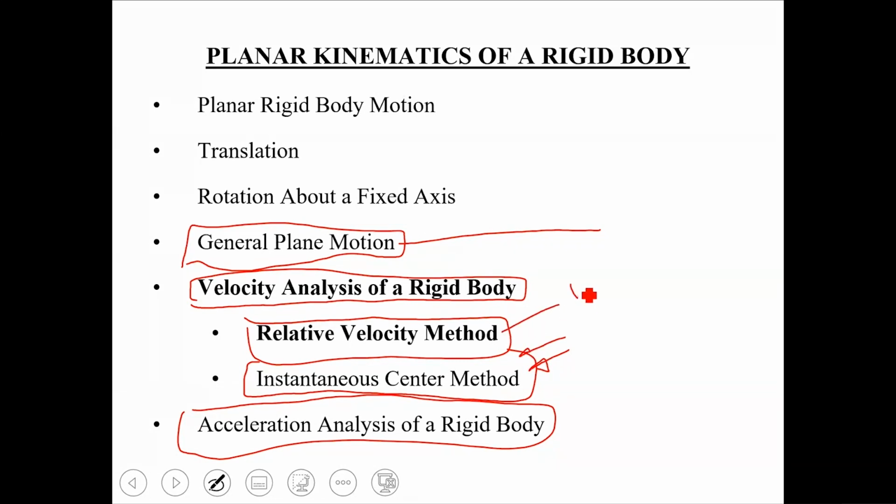This relative velocity method is basically a vector method, so it is more feasible for you to apply in your subsequent courses. जो instantaneous center method है, it is basically a scalar method of performing the velocity analysis of a rigid body undergoing general plane motion. बहरहाल हम दोनों methods को कोशिश करेंगे कि देखें. आज हमारा टॉपिक है relative velocity analysis of a rigid body which is undergoing general plane motion.